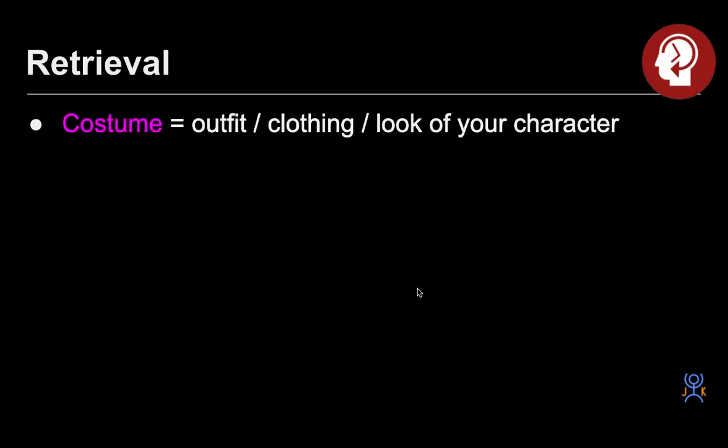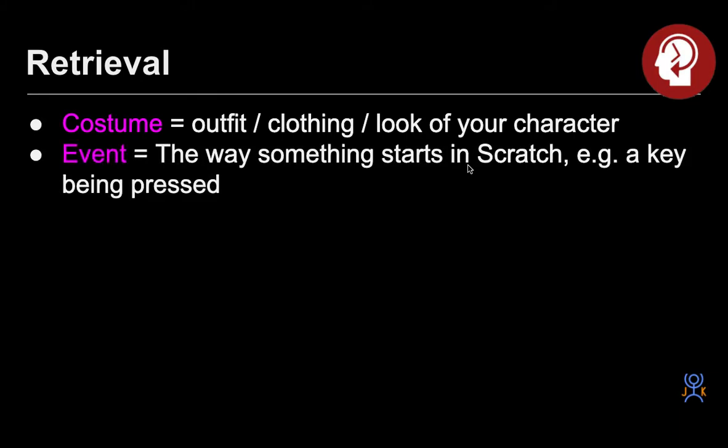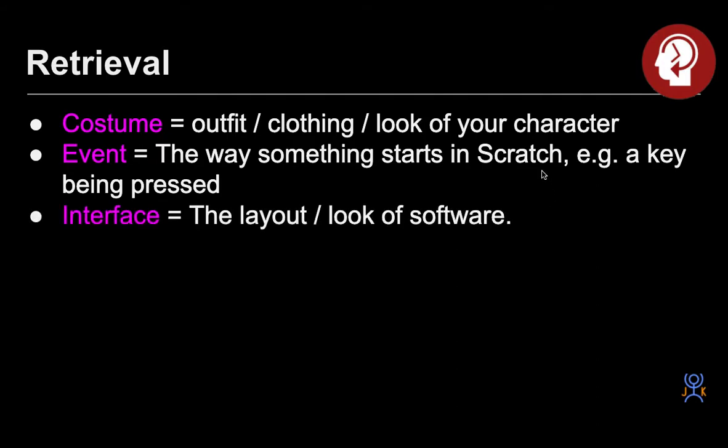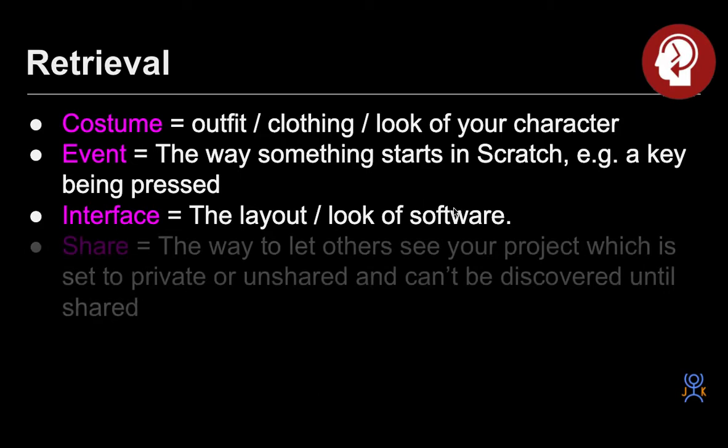A costume is the look of your character, clothing and stuff as well, but it's the look of your character. An event is the way something starts in Scratch, for example a key being pressed. Last lesson we looked at changing characters when you pressed A, B or C, skipping to the different costumes. The interface is the layout or look of the software, so in our case the web app, where the buttons are, where the stage is, all that kind of good stuff.